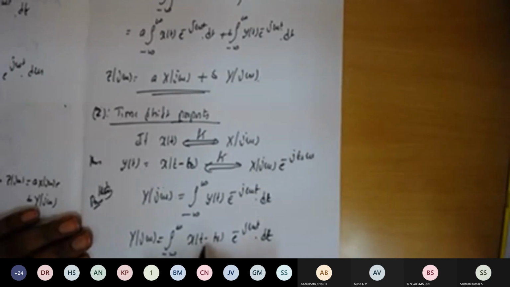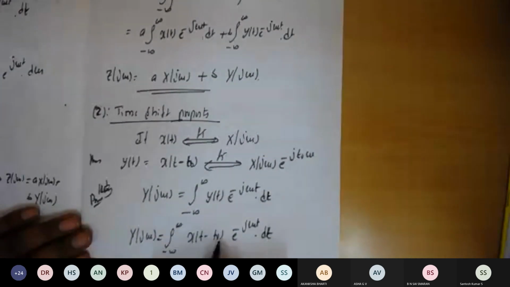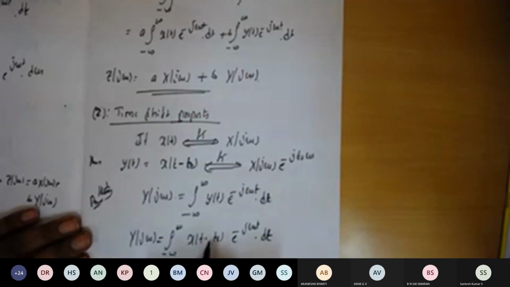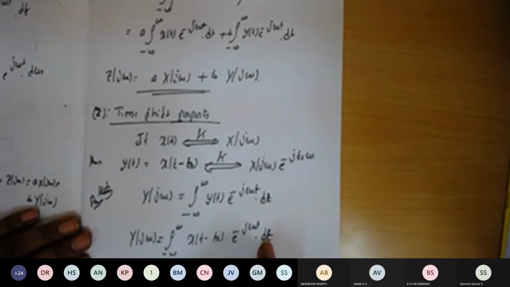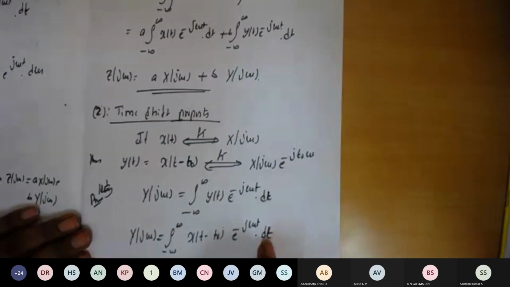But here, there should not be any shift in the term. If any shift is there, we are going to replace it with some other variable, because we want a single time instant here. So I'm going to substitute t minus t naught is equal to a variable called lambda. I'm going to find the value for t and replace dt with d lambda.